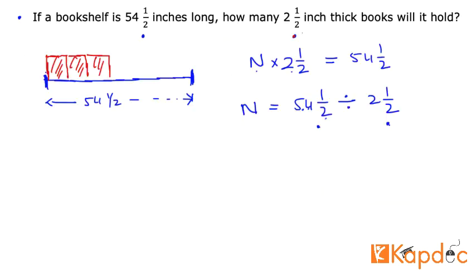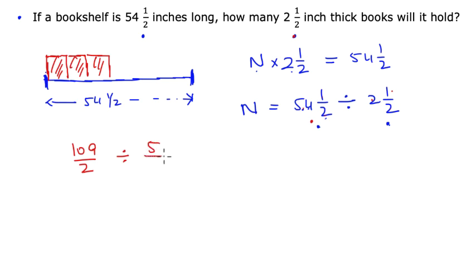So the very first thing we'll do is convert each one of those mixed fractions into their equivalent improper form. So 54.5 can be converted to 2 times 54 is 108 plus 1, 109 over 2, divided by the second fraction, 2.5, which is 2 times 2 is 4 plus 1, 5 over 2. And that is equal to my number n. n is the number of books, right? Let's convert this to a fraction multiplication problem.